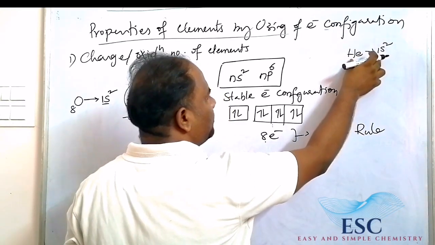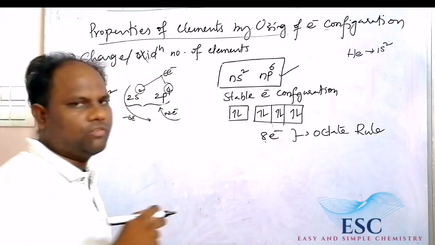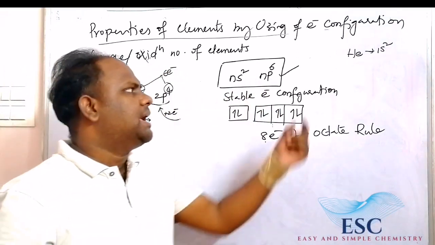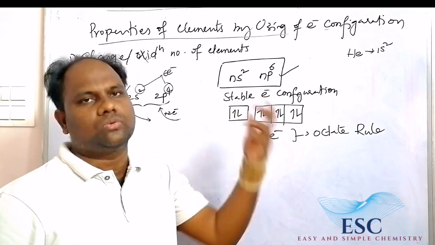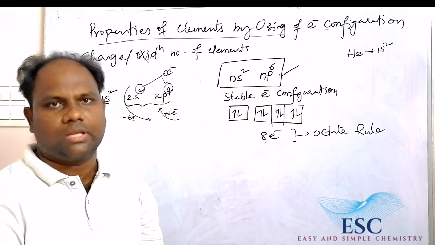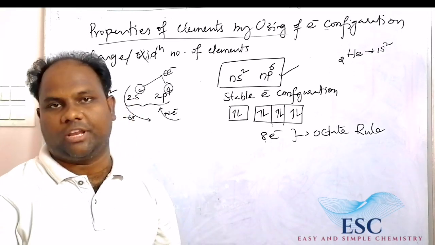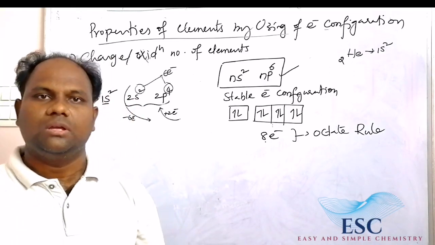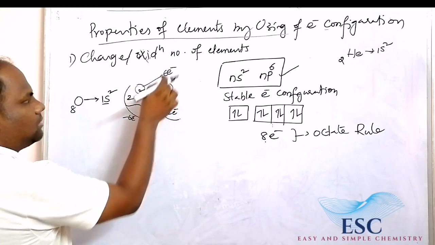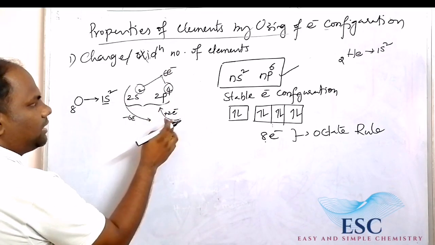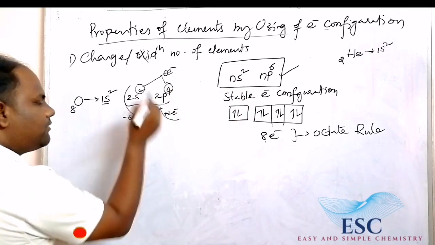Except helium, all the remaining noble gases show the ns2 np6 configuration. I repeat again, except helium, the remaining elements show the octet rule or ns2 np6 configuration, which is a stable electronic configuration. Helium also shows a stable electronic configuration. So 6 electrons are here; it requires 2 electrons to become stable, or losing of 6 electrons.